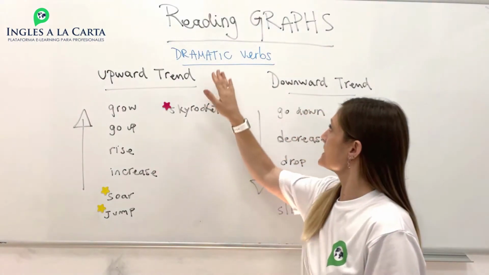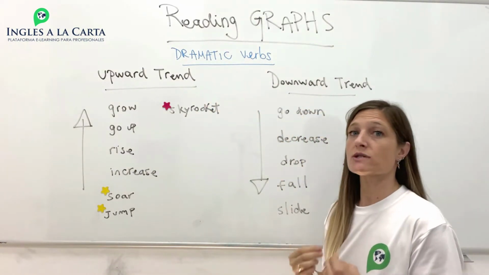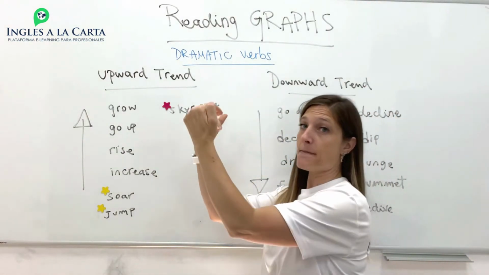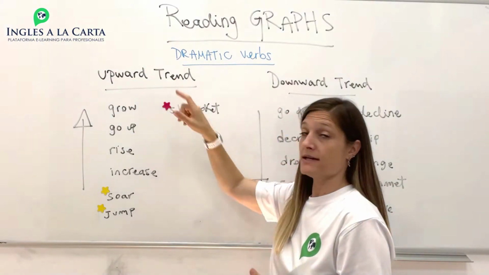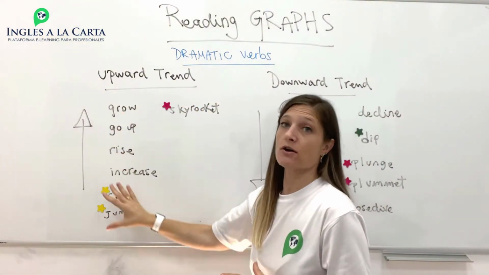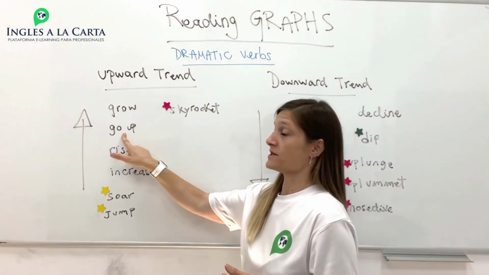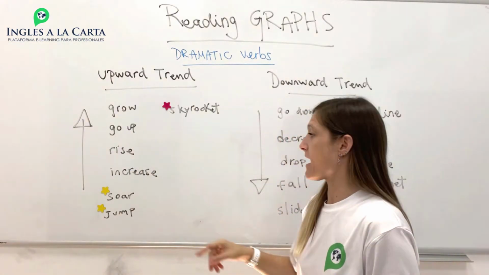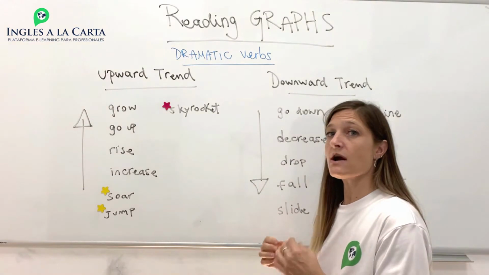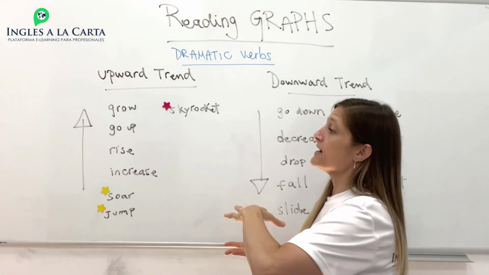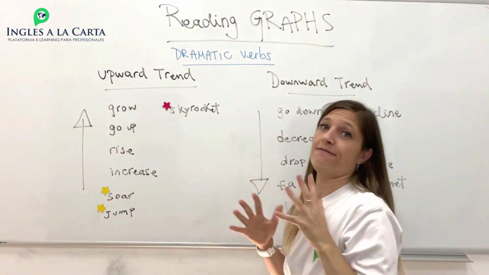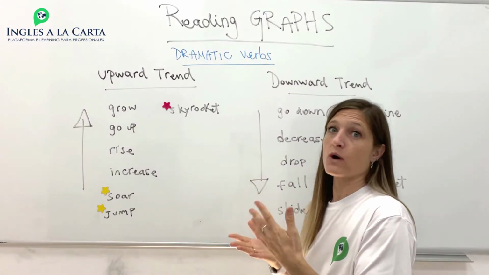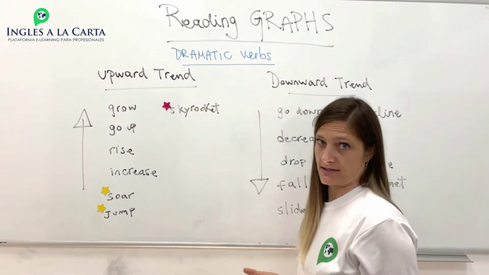Now we are going to see some dramatic verbs used to describe direction. When we want to say that the graph is going up, we have an upward trend. So in this case, we can use any of these verbs. We have, of course, go up, we have grow, rise, increase, and then we have soar or jump, which are used when the graph is going up fast, in a fast way. And of course, skyrocket is used when the graph goes up very fast, okay?